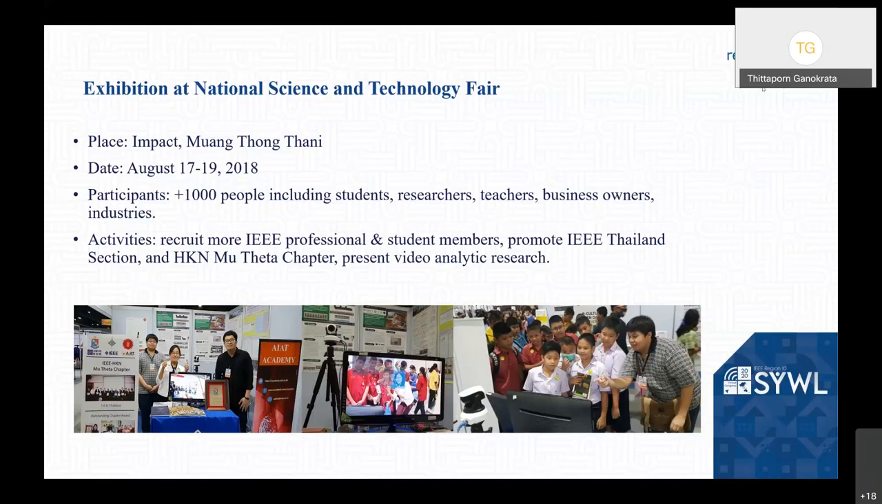And we also presented some of our research from the laboratory. Here you can see there's a webcam which detects the face. We show the face recognition, which drew a lot of interest from the audience.